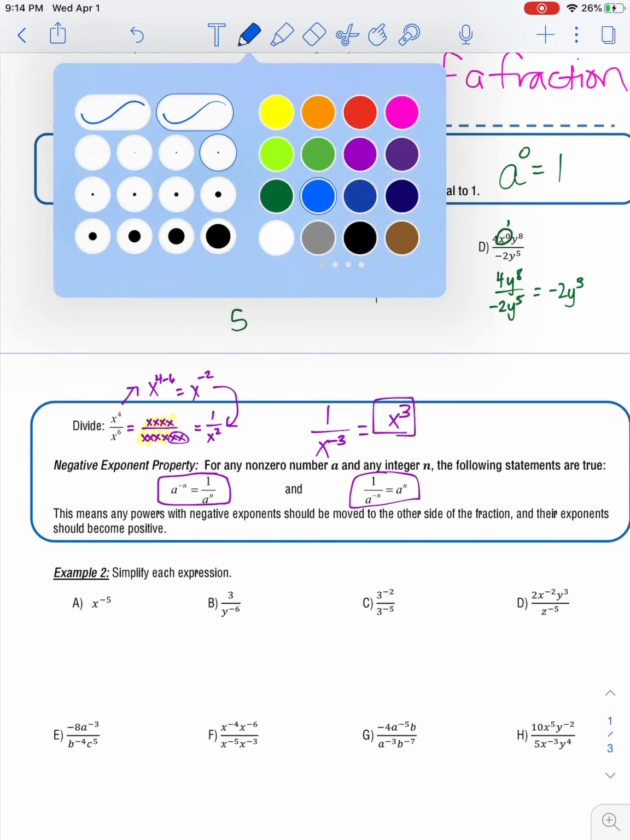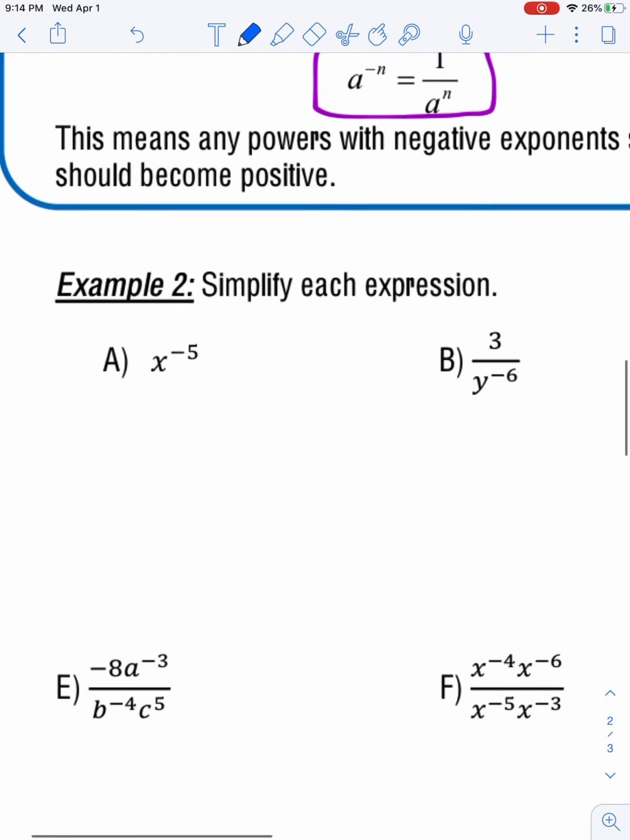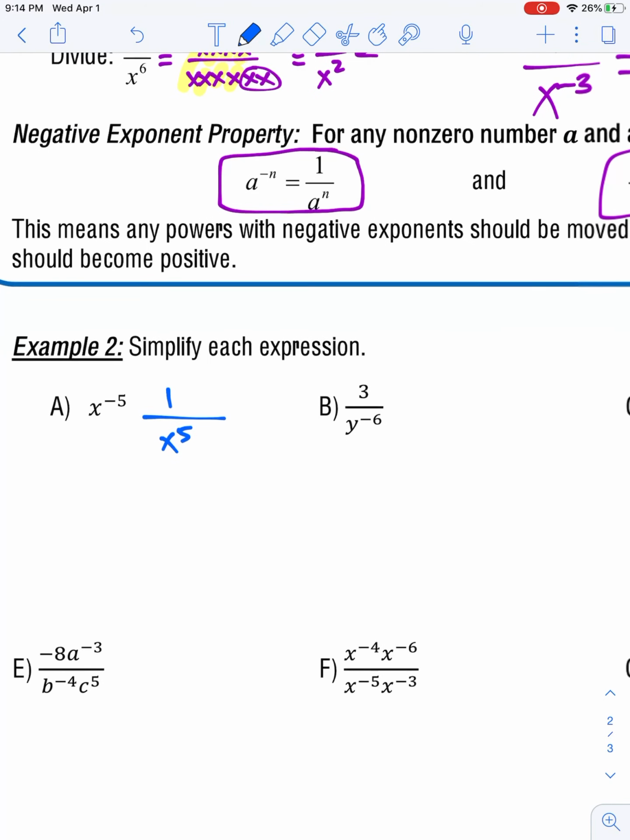Let's take a look at some examples of this. Example 2a, since I have a negative exponent, x to the negative 5, I change it to x to the positive 5 and put it in the denominator, so there's my answer. Now in part B, this starts on the bottom, so it's going to move up to the top with the 3, so I'll end up with 3y to the 6th.